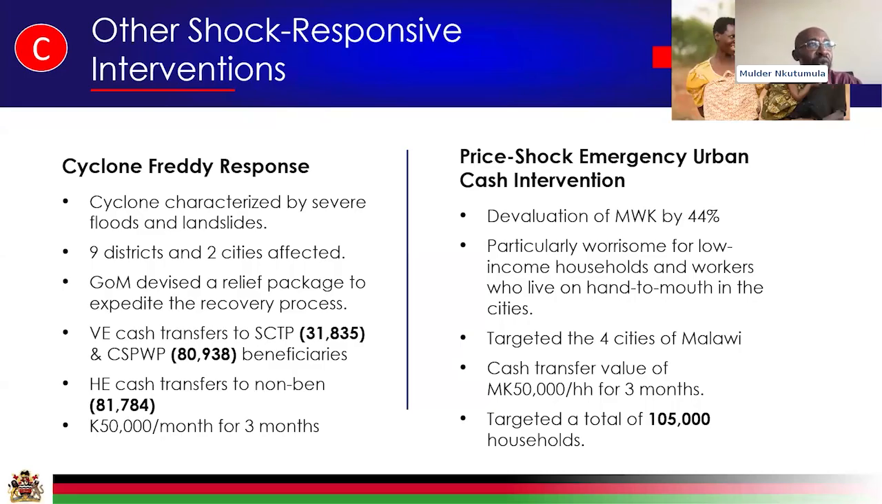Apart from the drought, we also use the resources that we get from the World Bank to respond to some of the shocks. For example, Cyclone Freddy. We were able to predict that after the announcement that there will be Cyclone Freddy, we were able to pre-position ourselves, and also we managed to reach out to around 81,784 households.